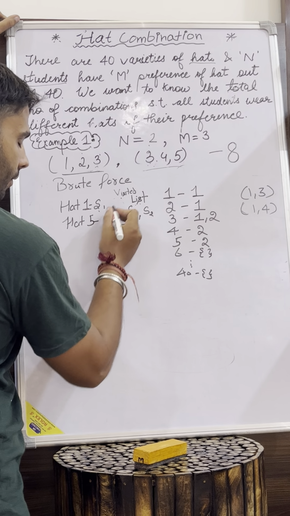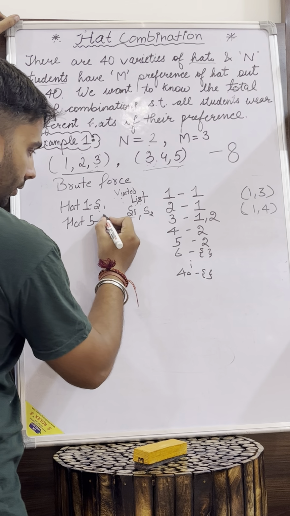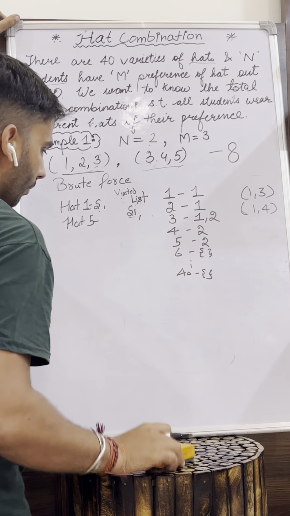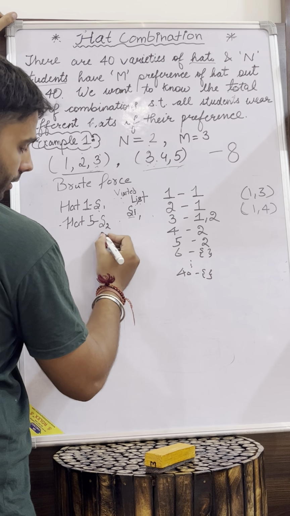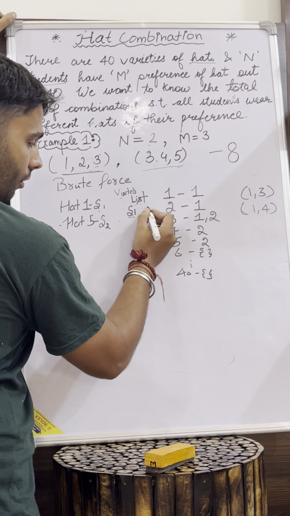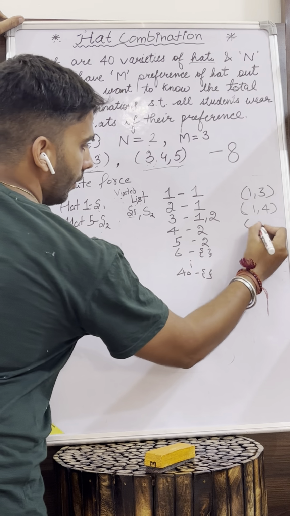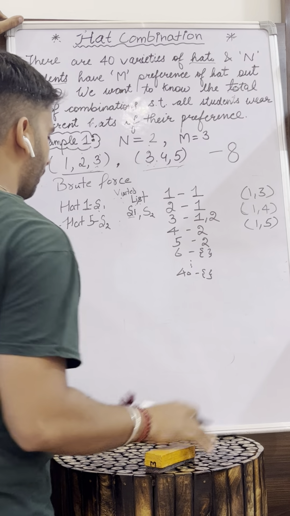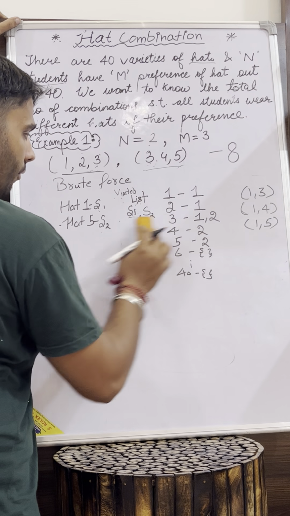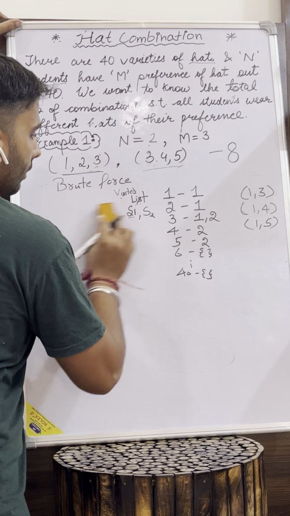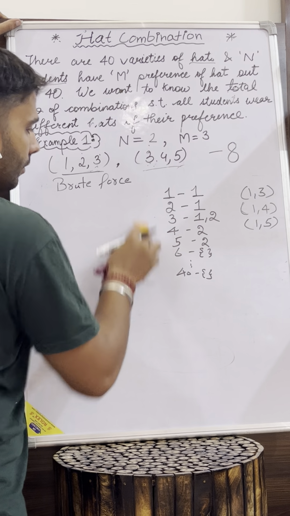Hat number 5. Similarly, is S2 already in the list? No, it's not, so we say our answer is hats 1, 5. So from hat 1, we have 3 possible answers: 1-3, 1-4 and 1-5. We do this for all of them.